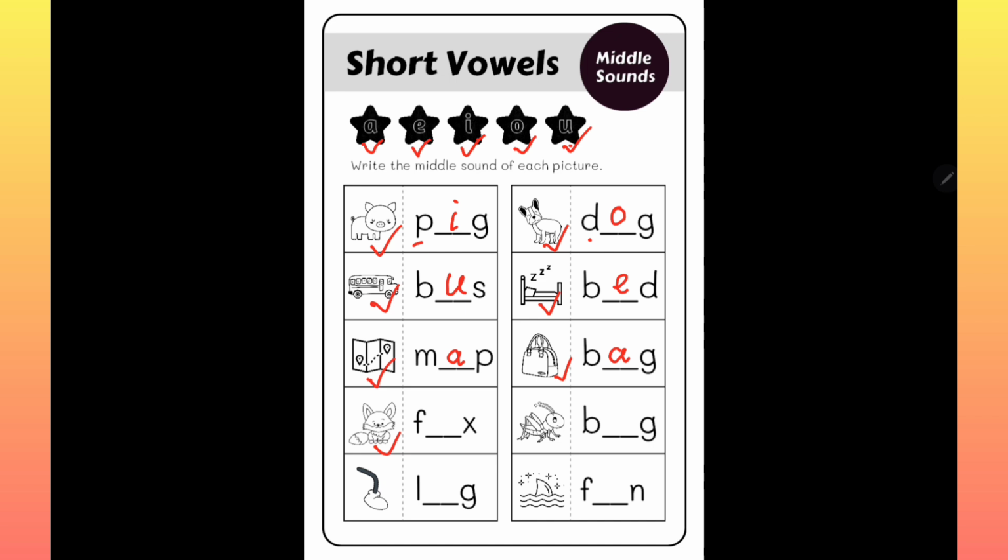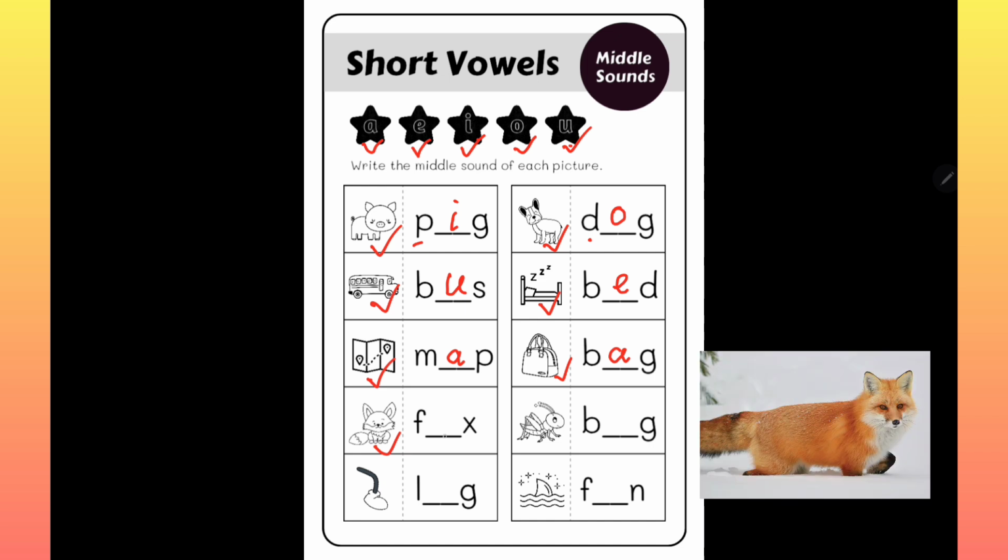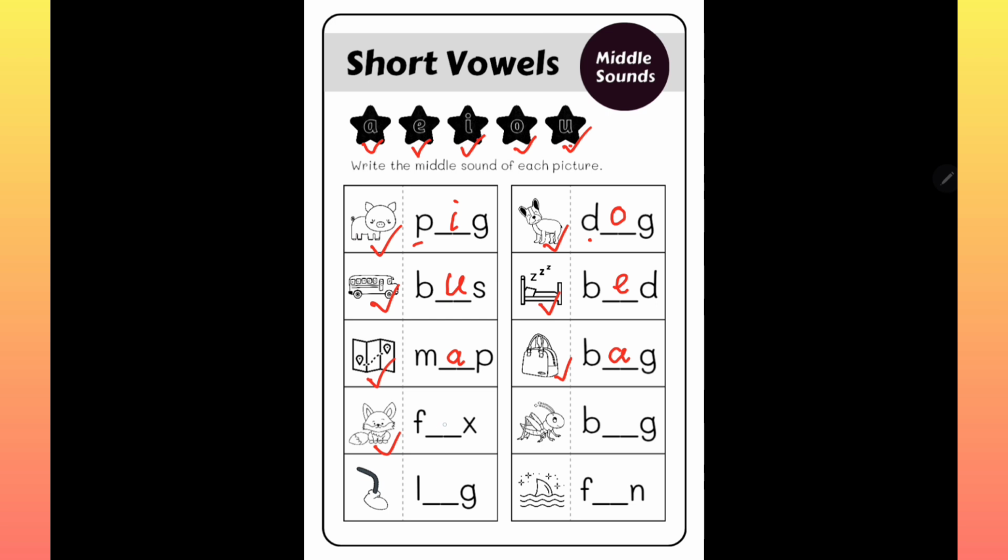This one is the picture of a fox. Fox. So x. So which sound is missing? O, fox. So rest of the three you are gonna fill and tell me in the comment section.